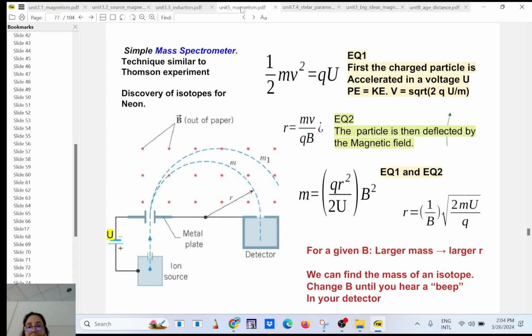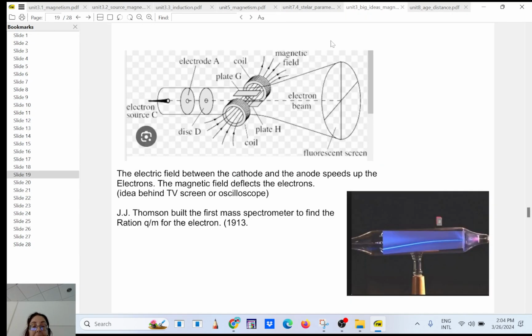Okay. So I have again updated those slides because magnetism is not that hard, but it's heavy in concept. So the math is easy. You just have to make sure you understand the concept.